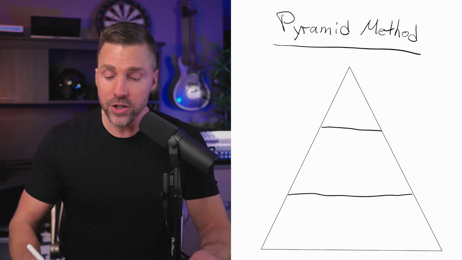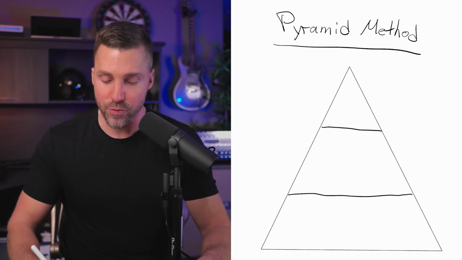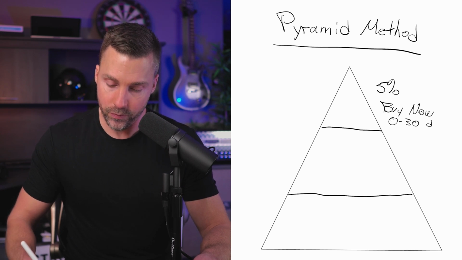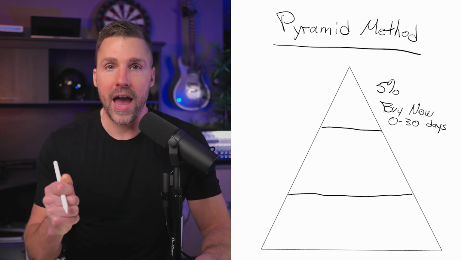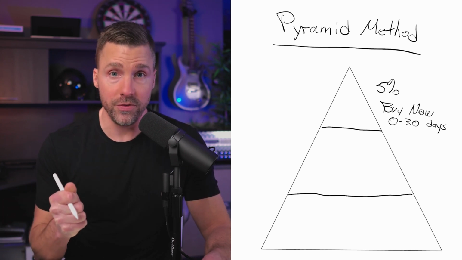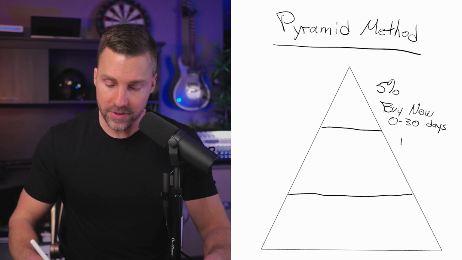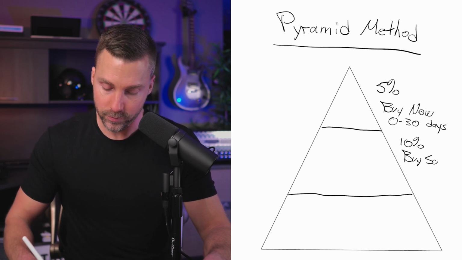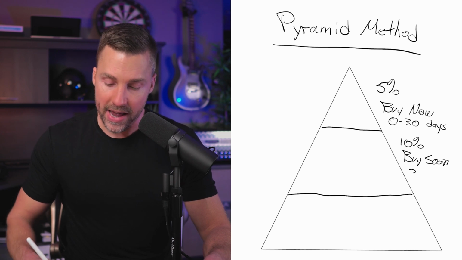So the very top of the market, we have around 5% of people, and they're ready to buy right now. Typically, this is going to be 0 to 30 days. They've got cash, they've got credit, they've got a problem, they want it solved, and they want it solved now. Next, we've got around 10% of the market. These are the buy soon people, and they're going to be buying in the next 30 to 90 days.